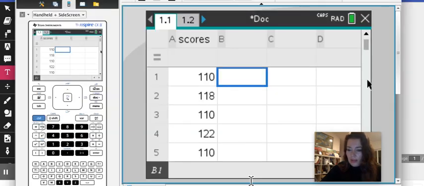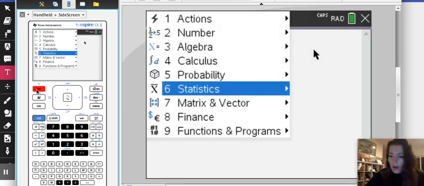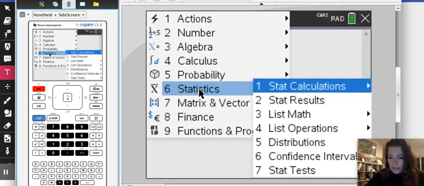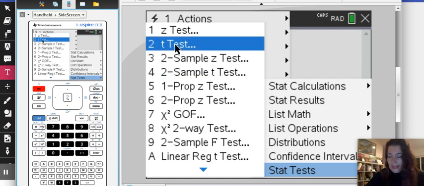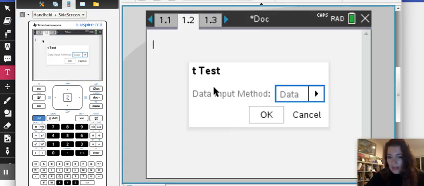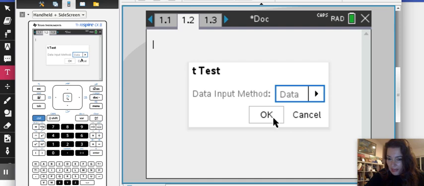So in our calculator, I actually already entered the list. I named it scores. And now what I'm going to do is open a new page. The first thing we're going to do is go to Statistics, Stat Tests, and then go to a t-test. From the t-test, it's going to ask us, just as when we did confidence intervals, if we would like to enter data or stats. Now, since we're entering a list, I'm going to keep it as data.